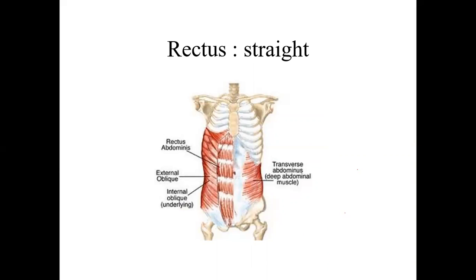Rectus, as we said, means straight up and down. Here we have our rectus abdominis, giving us that six-pack look. Here is our transversus abdominis, slightly askew, oblique, oblique.